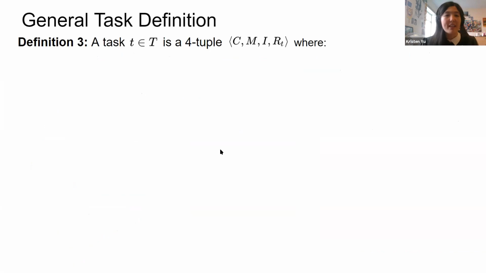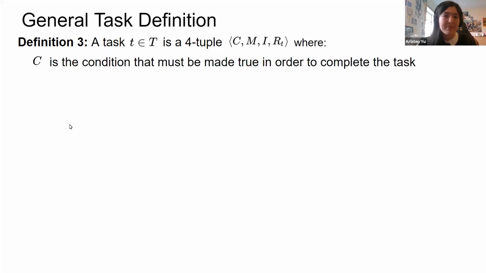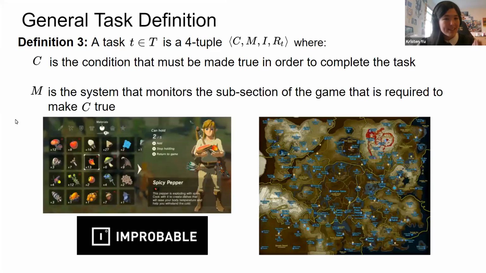I am also proposing that we adopt a general task definition as well, to be more specific about what the player actually needs to do in order to complete the quest. So a task T is defined as the four-tuple C, M, I, and RT. C is the condition that must be made true in order to complete the task. M is the system that monitors the subsection of the game that's required to make C true. This can be things that monitor the inventory system, which will check to see how many items the player has gotten so that they can verify that the player has completed maybe an item collection quest, or things like a map monitoring system that checks to see if the player is in the correct location.